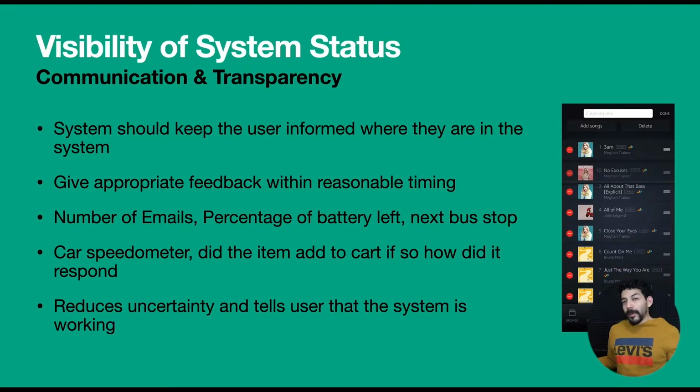And another one would probably be adding to cart, and then your cart goes like, oh yeah, there's 1 or 50 products that you have in cart. This basically reduces uncertainty and tells the user that the system is working.